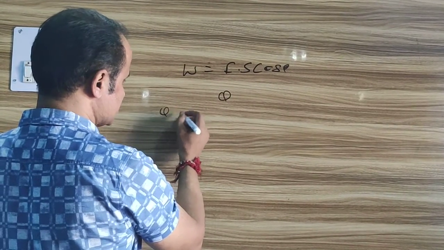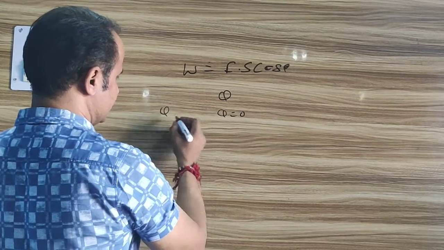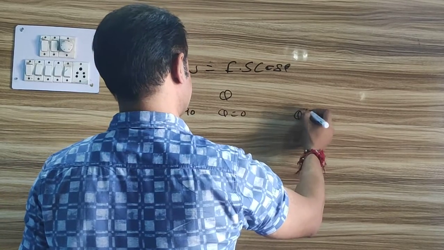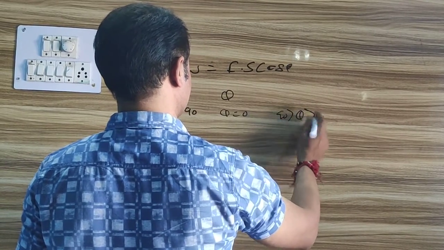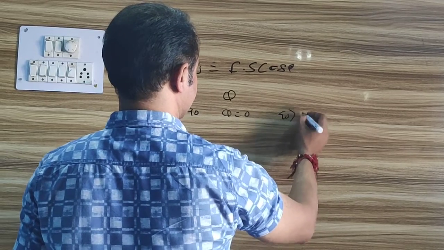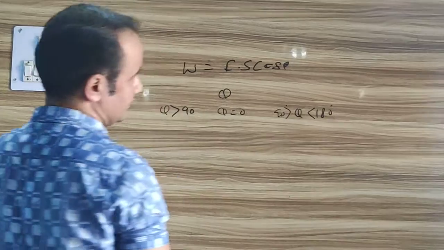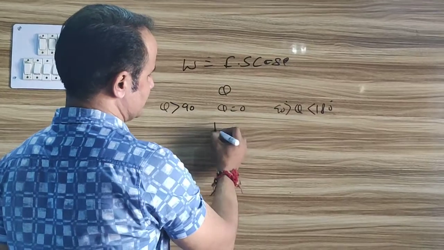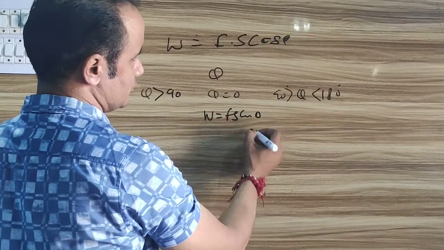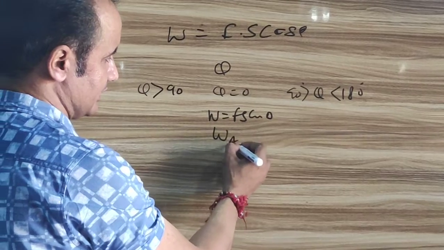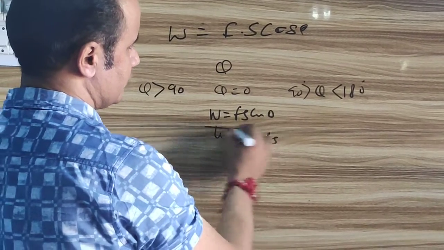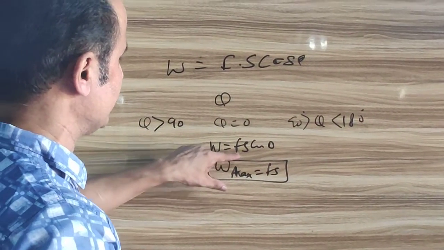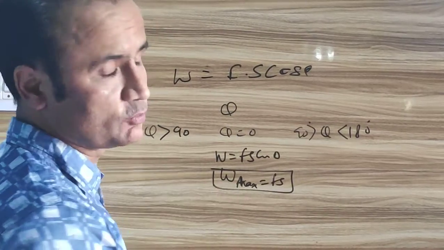Either theta is equal to 0, or theta is less than 90, or theta is greater than 90 and less than 180. There are three different aspects. So in the first case, if theta is 0, we say W is equal to Fs cos 0, which is 1. So W here we get is maximum, that is force into displacement. The complete displacement vector contributes 100% to the force vector, so you get the maximum work done in this case.